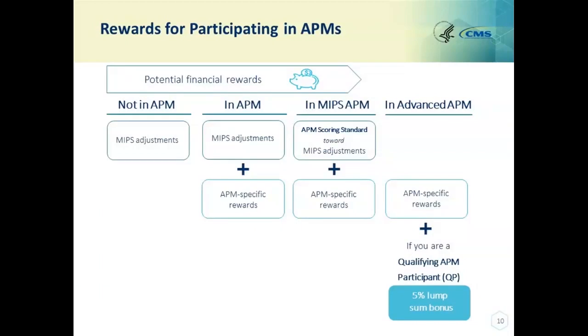In an APM, or the alternative payment model, you can get your MIPS adjustment plus specific rewards for participation. In the MIPS APM, you'll be eligible for the APM scoring standard towards your MIPS adjustments, and you'll get the APM-specific rewards. And then in the advanced APM, you are eligible for the APM-specific rewards, and in addition to that, if you're a qualified APM participant, or what we call a QP, the 5% lump sum bonus. Next slide, please.